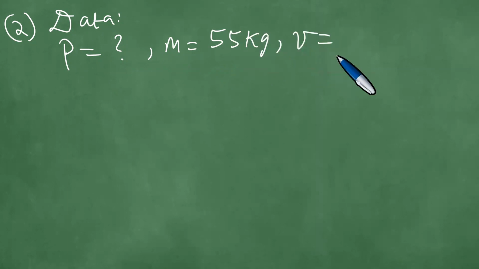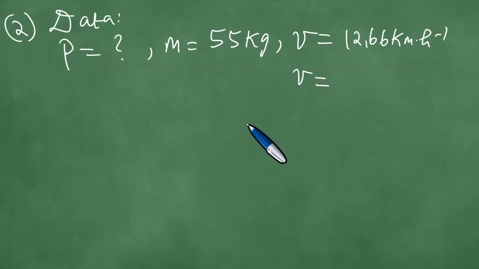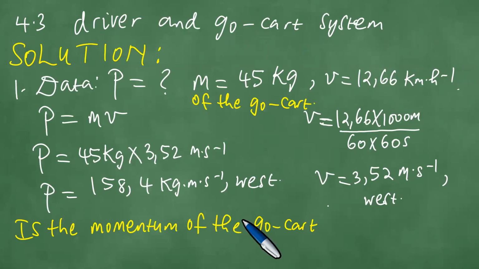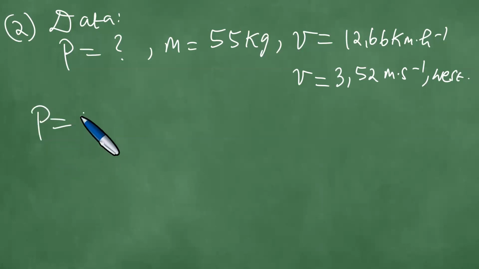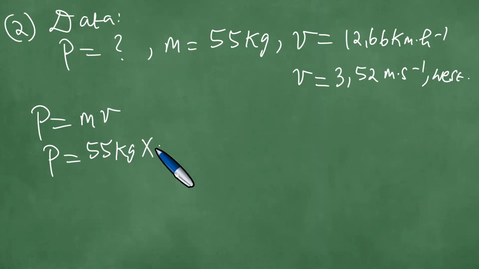And the velocity of the driver is 12.66 kilometers per hour. Okay, kilometers per hour is the velocity normally of cars and trains and airplanes, but normally we need the SI units, and we have already got that. We got that it is 3.52 meters per second west. Now, with that said, we want to find the momentum of the driver. So momentum is mass times velocity. The mass is 55 kilograms multiplied by the velocity, which is 3.52 meters per second.